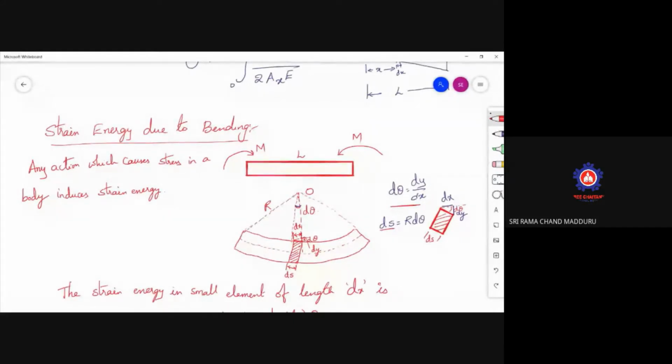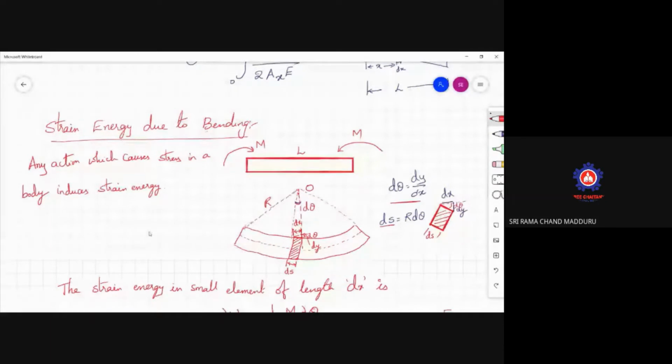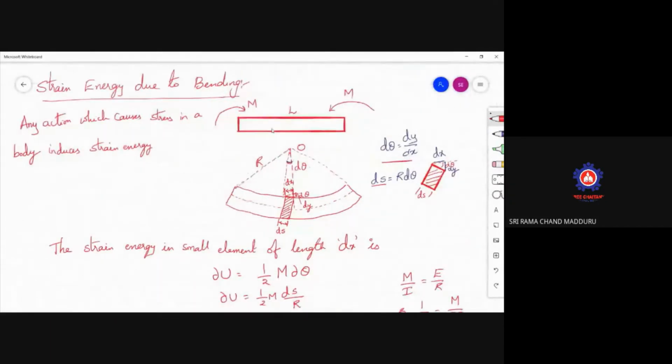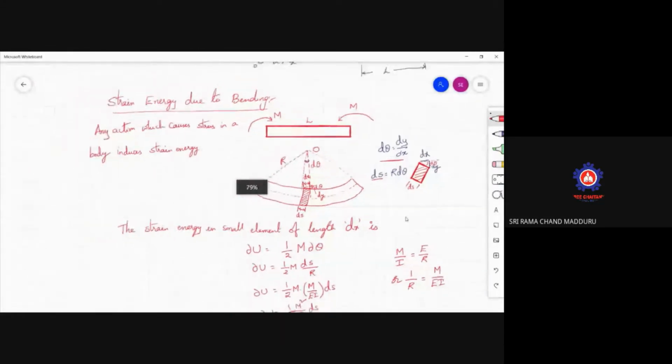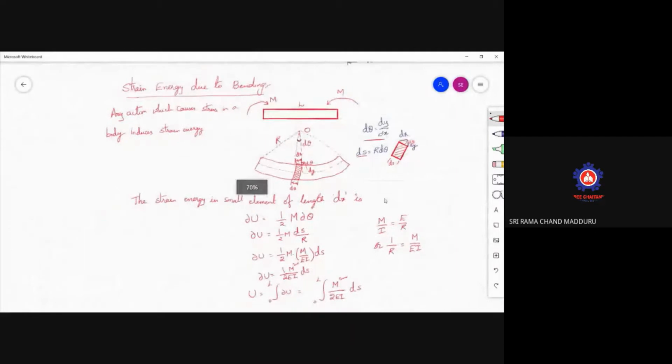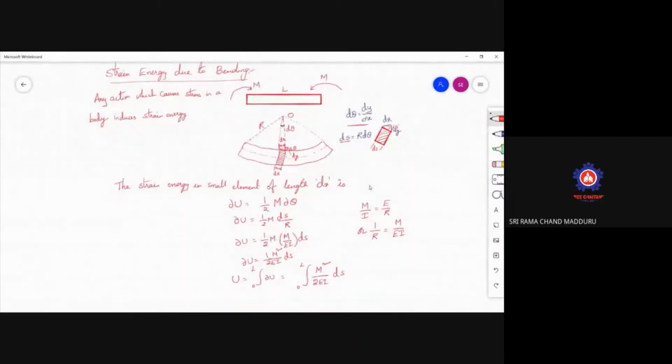Consider a beam of length L subjected to bending. Draw the beam of length L which is subjected to bending due to moments and the curvature. We know that 1 by R, curvature, is nothing but M by EI. So this is the derivation for the strain energy due to bending.